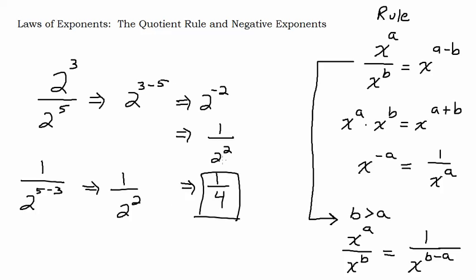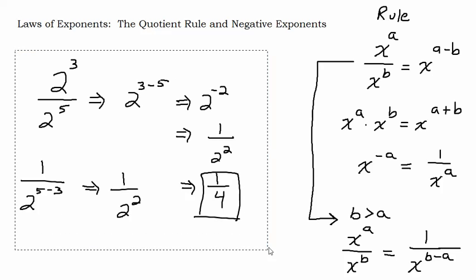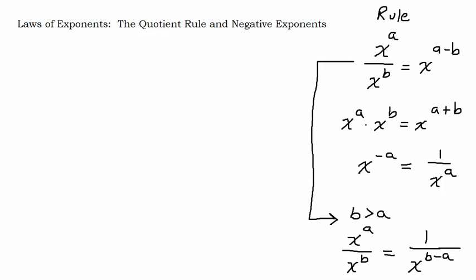Me, I prefer to keep the exponents positive if I can. Sometimes you're going to be given a problem where there's already a negative exponent in the problem, and I'll show you some of those. And then you're kind of stuck. You have to deal with the negative exponents. But a lot of times you can avoid dealing with the negative exponents. Let me show you an example.